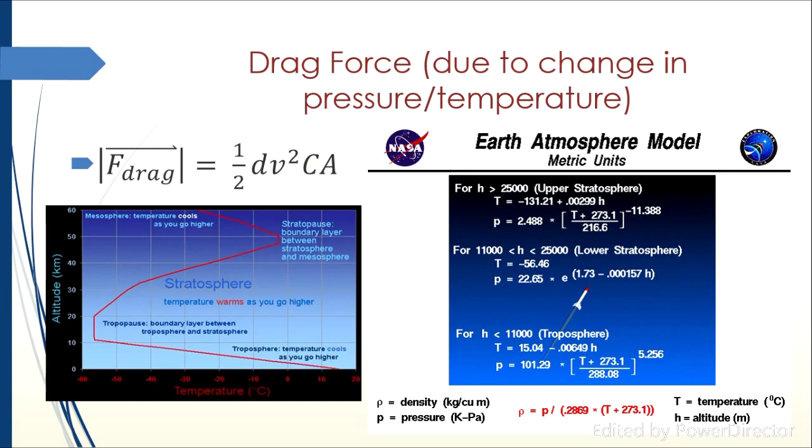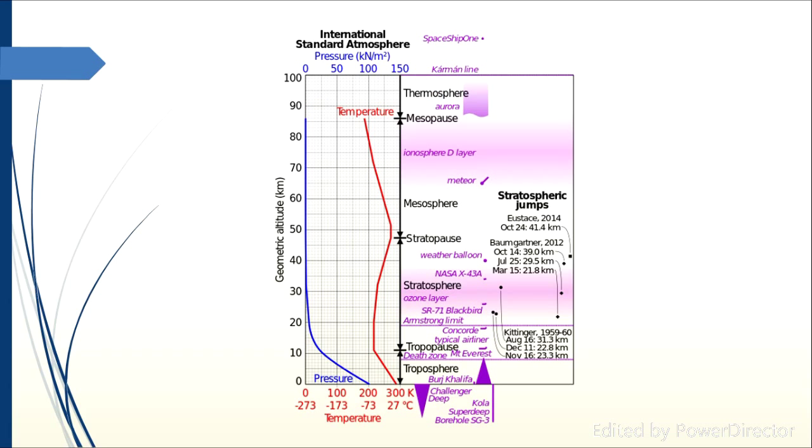To calculate the drag force, we needed to find the density, the drag coefficient, and the surface area of our mass. To calculate the density, we first used the altitude at which our mass was to calculate the temperature, and in turn used that temperature to calculate the pressure, and using that pressure, finally, to calculate the density of the atmosphere at the point the mass was. Here's a graph that shows temperature and pressure changes as altitude decreases.